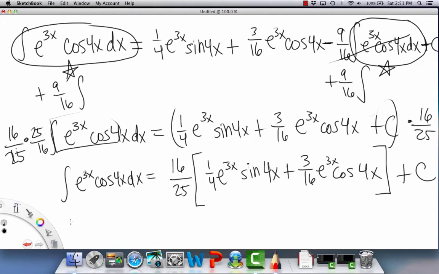So you see on that one we had to apply the integration by parts rule twice. Sometimes you'll need that. Instead of just doing it once and getting your answer, you'll have to do it twice, and then think of the like terms on both sides.